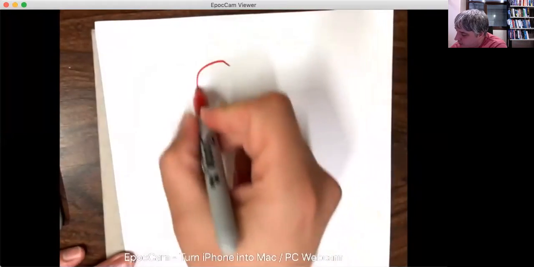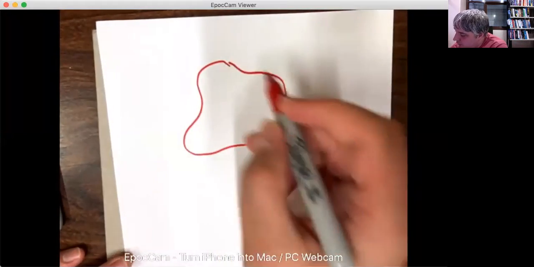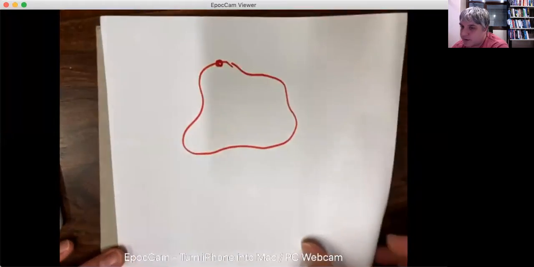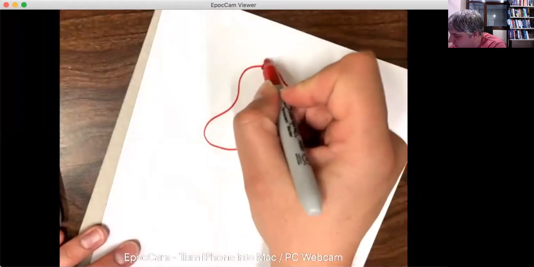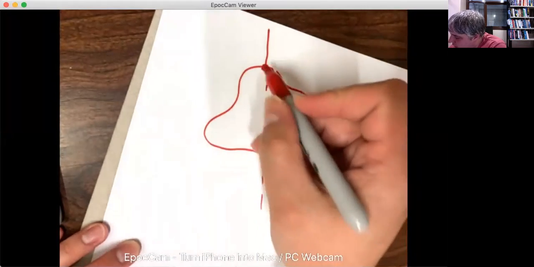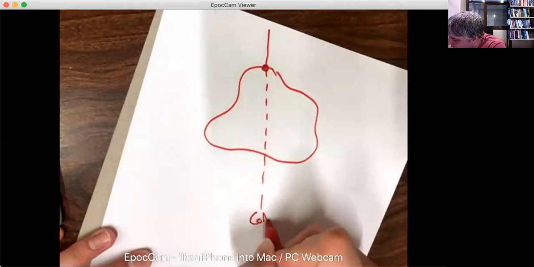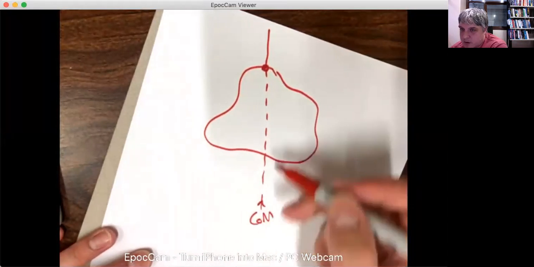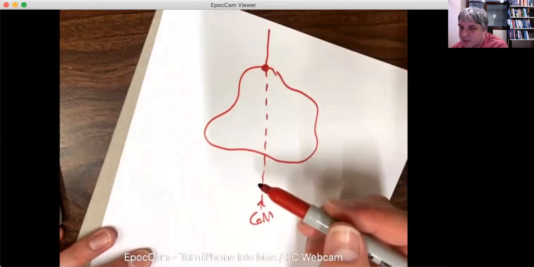So if you have an object, I'm just going to make one up. You have an object and you hang it from this point, then it's going to rotate until the object is perfectly below it, and then you know that the center of mass is somewhere along this line. You don't know where yet, but you know it's somewhere along that line.